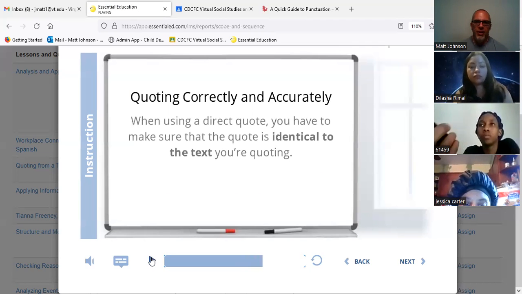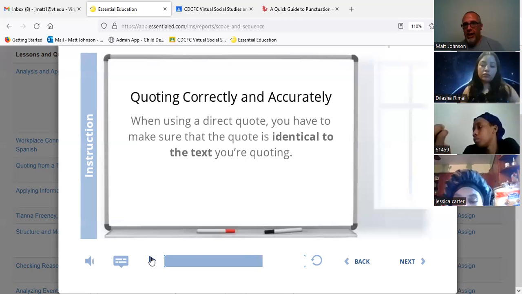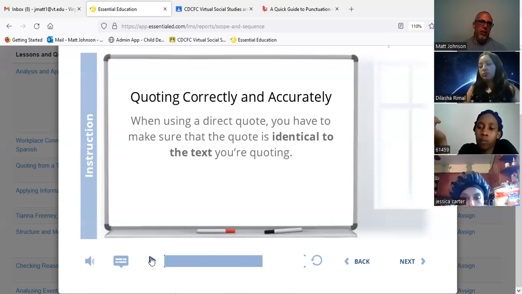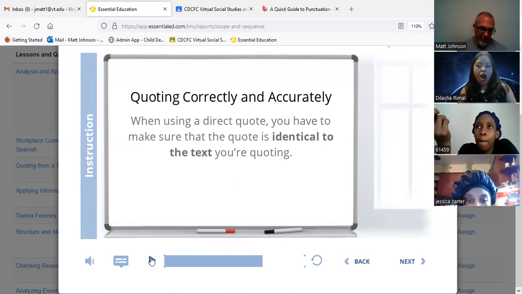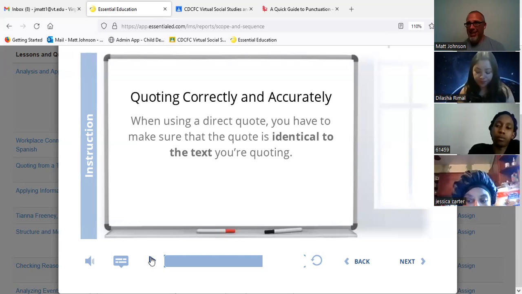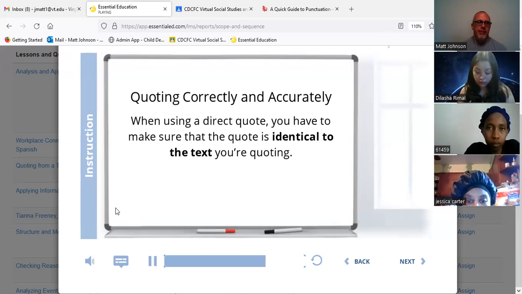Also, just style-wise, if you are quoting several times, after your first one, where you say Fernandez says, you could even try to switch the phrase up a little bit. Say things like Fernandez asserts or Fernandez states, and try to avoid repetition in your quotes. When I'm using a direct quote, I have to make sure that the quote is identical to the text I'm quoting. That's not true of an indirect quote, though.